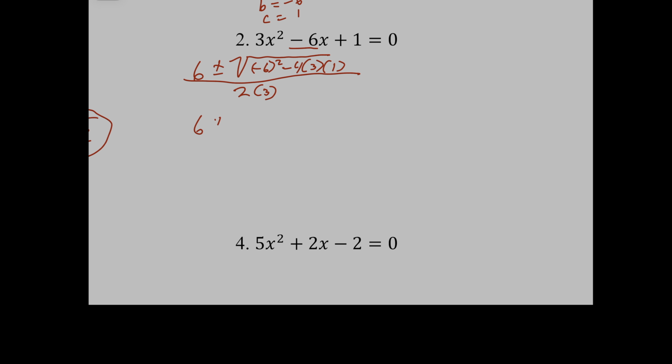Okay, that's going to turn into 6 plus or minus. All right, let's slow down here. -6 squared, that's going to be a positive 36. Negative, no more negatives, so it's going to be a -12 all over 6, which is going to become 6 plus or minus root 24 all over 6.